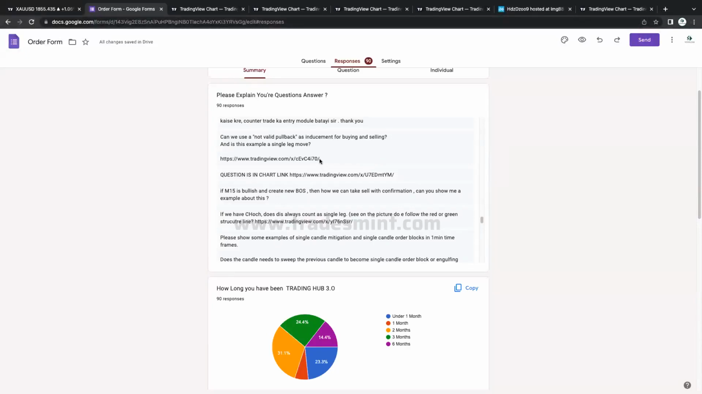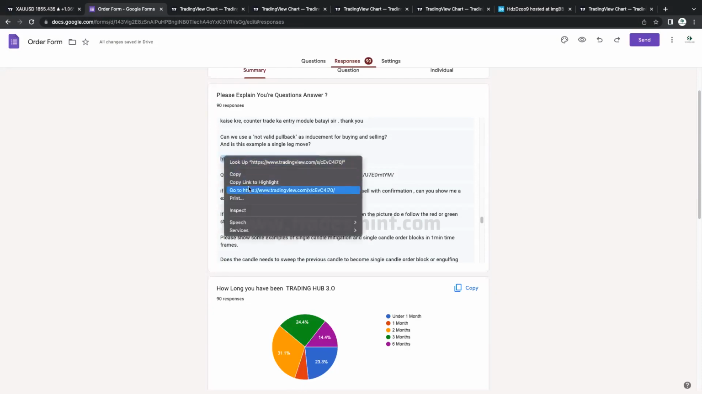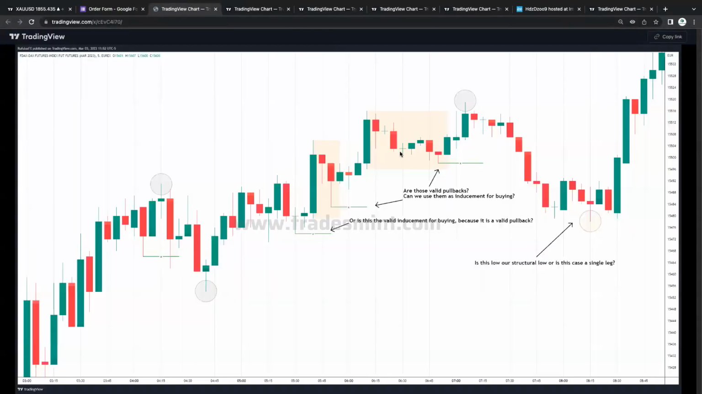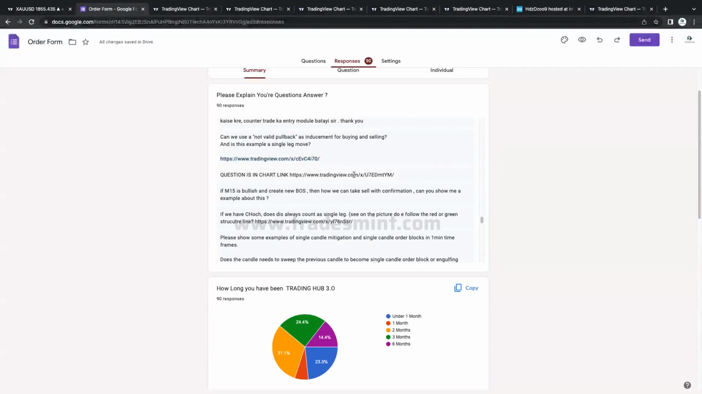Okay, let's see. Pullback and push upside. Okay, those are valid pullbacks. No sir, these are inside moves, right? Inside range between the previous actual candle high or low, so we can't use this one. Right, price must take out the actual previous candle high or low to confirm a valid IDM.